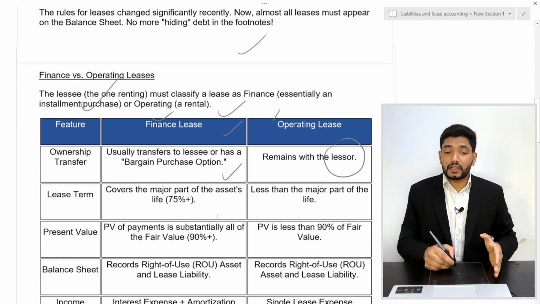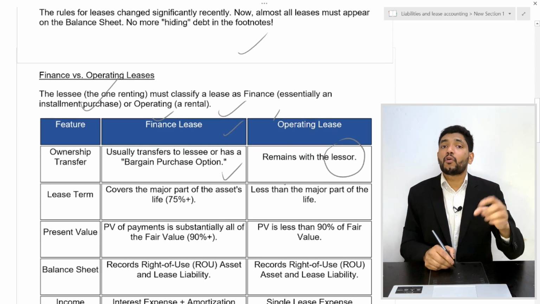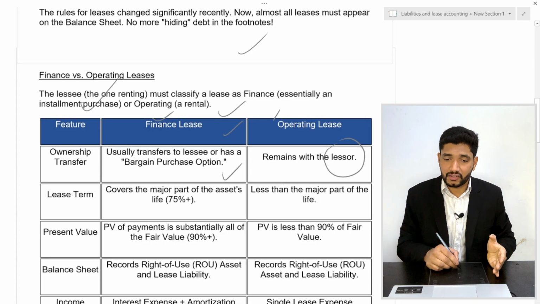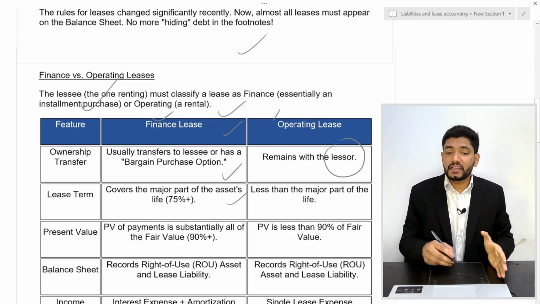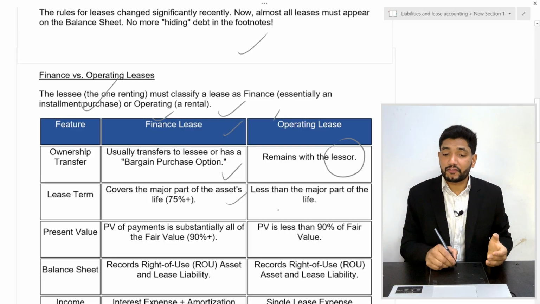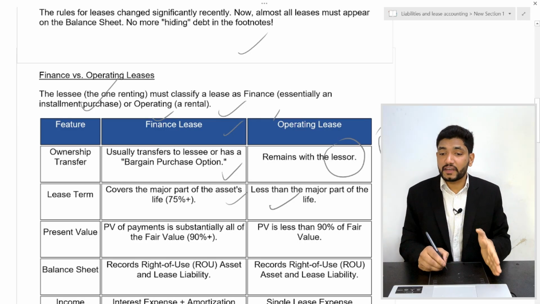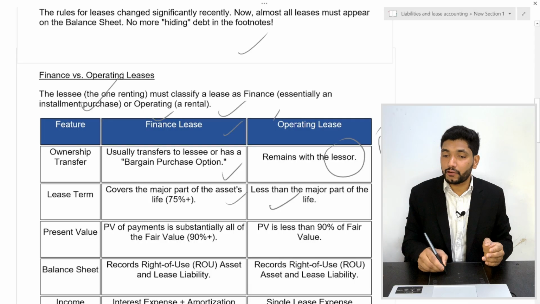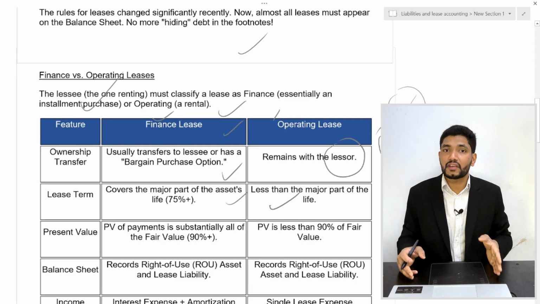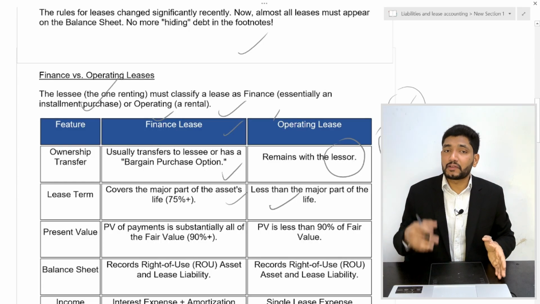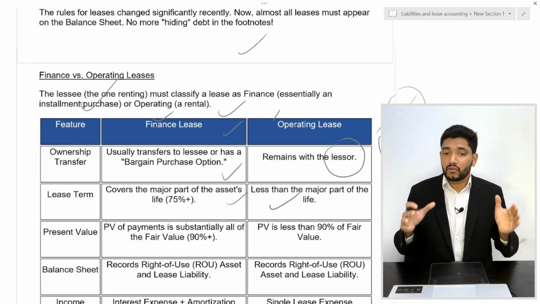Then the lease term. If a lease covers 75% or more of the asset's useful life, it is a finance lease. The operating lease is less than 75% of the asset life. Suppose you are assuming an asset life of 10 years, if the lease period covers 7.5 years or more than 7.5 years, it is a finance lease. If it is less than 7.5, it is an operating lease.